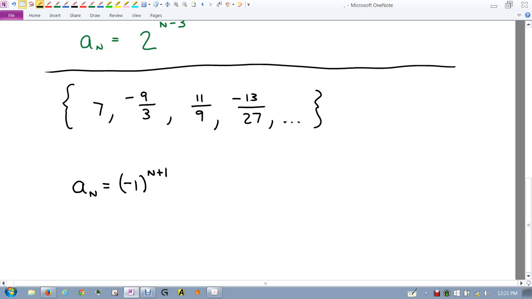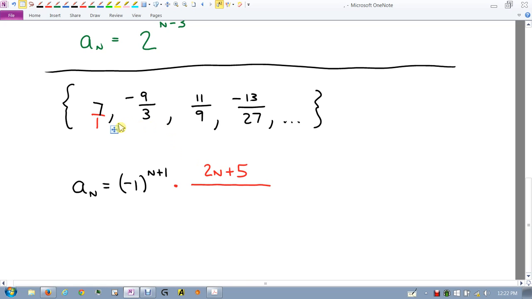Then what I like to do is look at each one and see if I can break them up as fractions and see if there's a pattern in the numerators and denominators. So look at the numerators, forgetting the sign, the negative here. 7, 9, 11, 13. Those are all odds, right? Starting at 7. So how could I create that numerator? 2n plus 5. That would give me all the odds starting at 7.